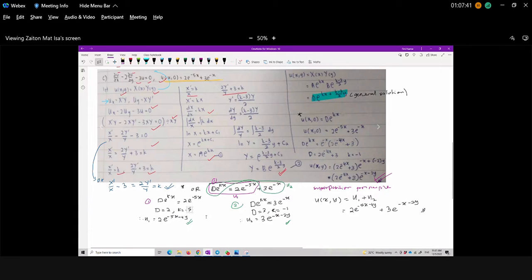Let me check. This is D2, so 2e to the power of minus 5x. So minus 5 minus 3 is minus 8, divided by 2, minus 4y. Okay, correct. This one is D. So meaning that this one is not the same, right? Or did I miss out something? This first term. Not the same. Alright, okay. I thought it could be the same. Maybe in certain situations it can be the same. So you should take note.